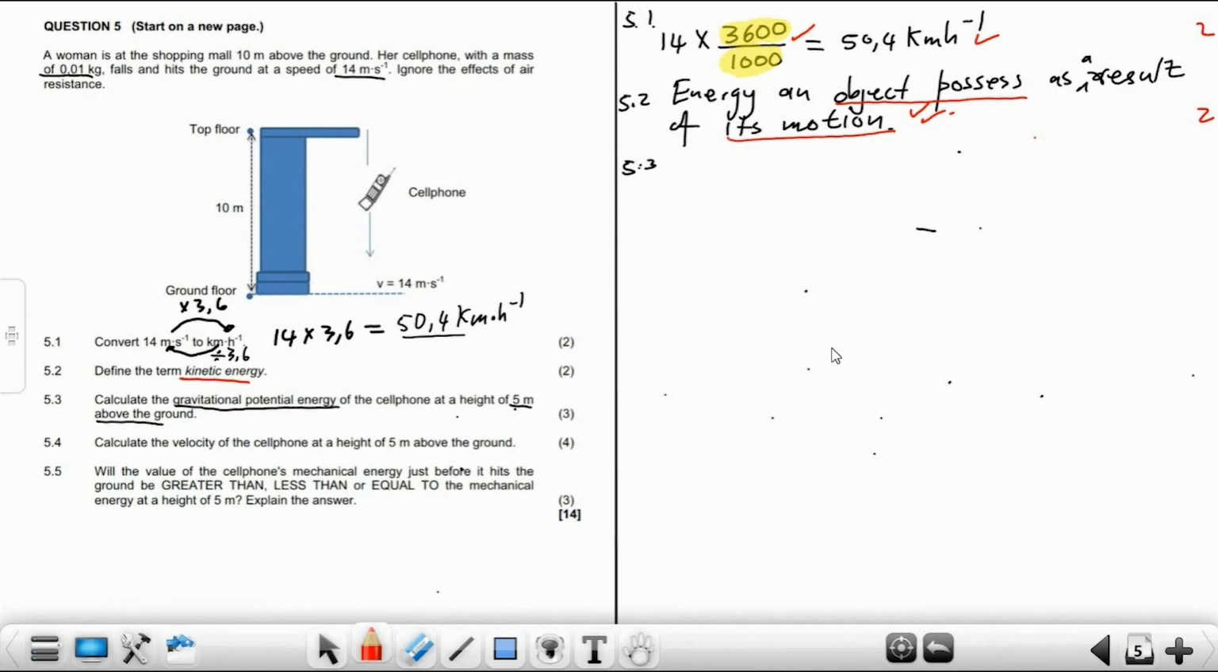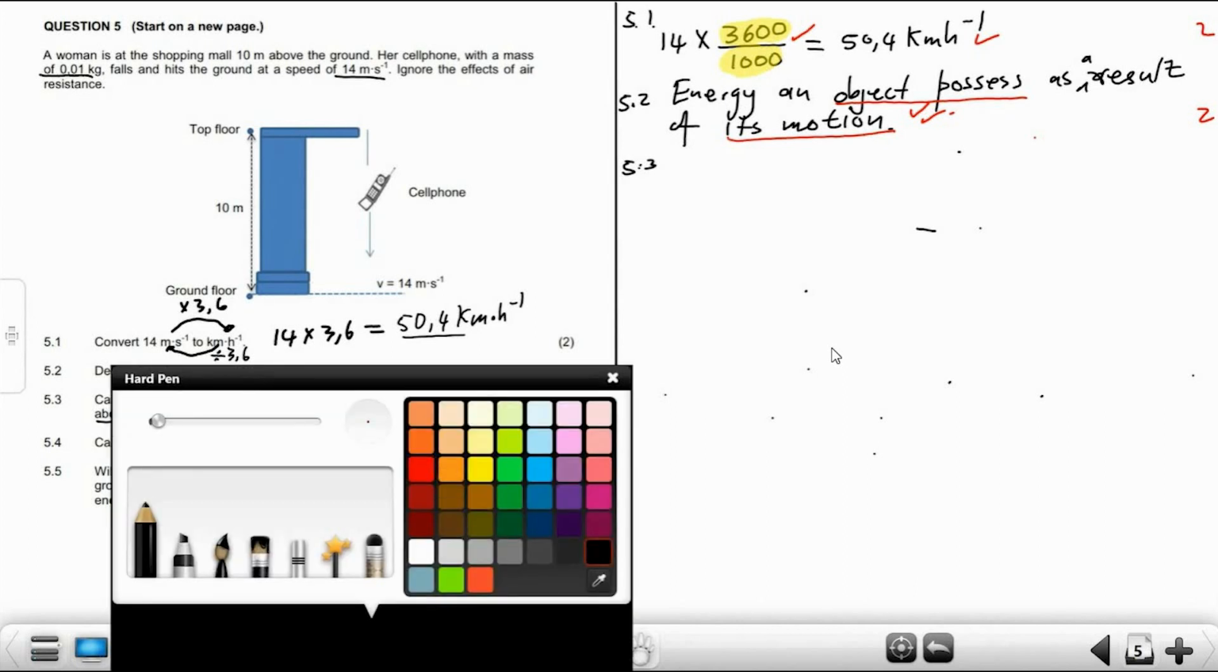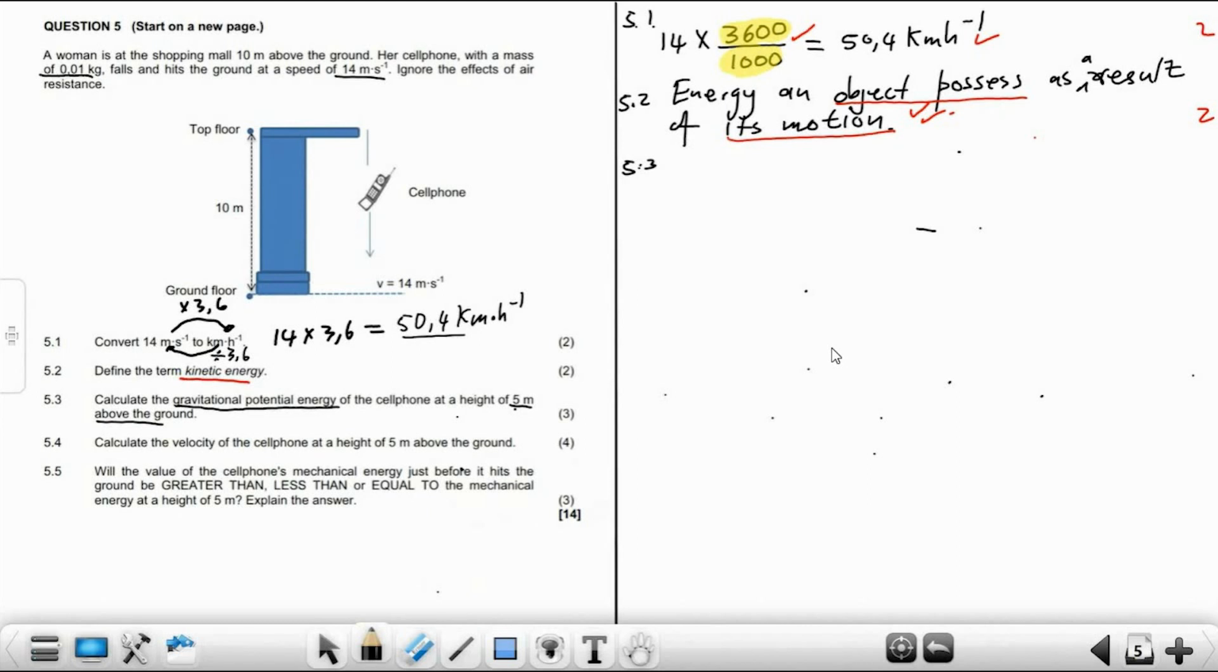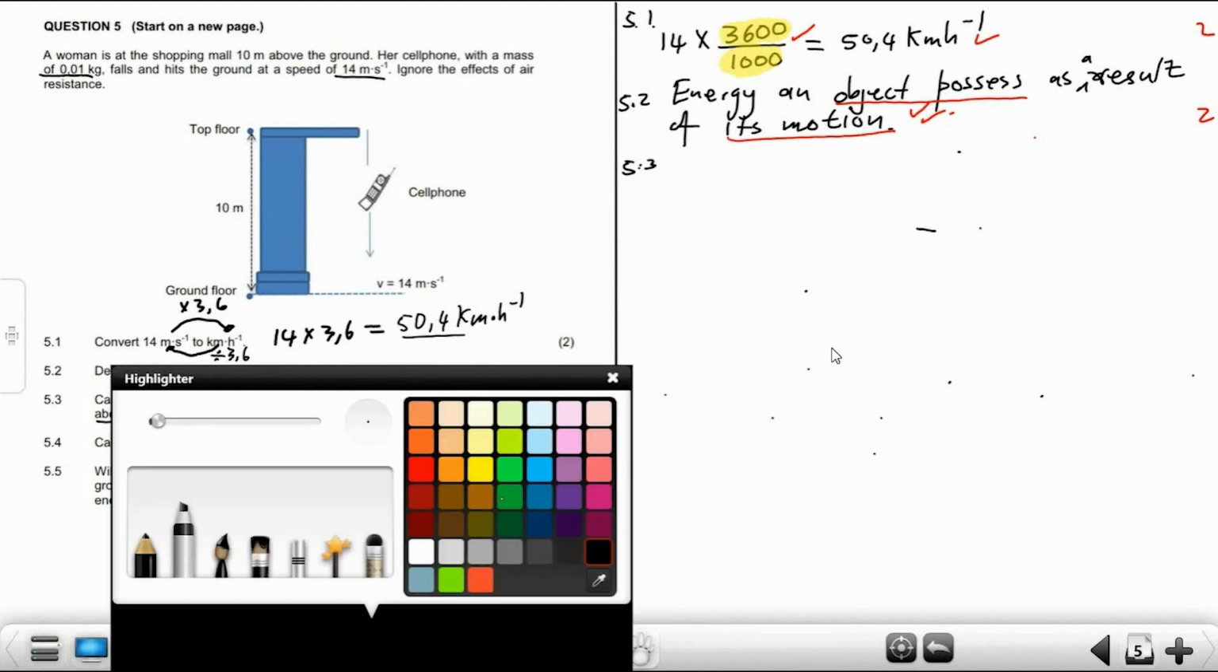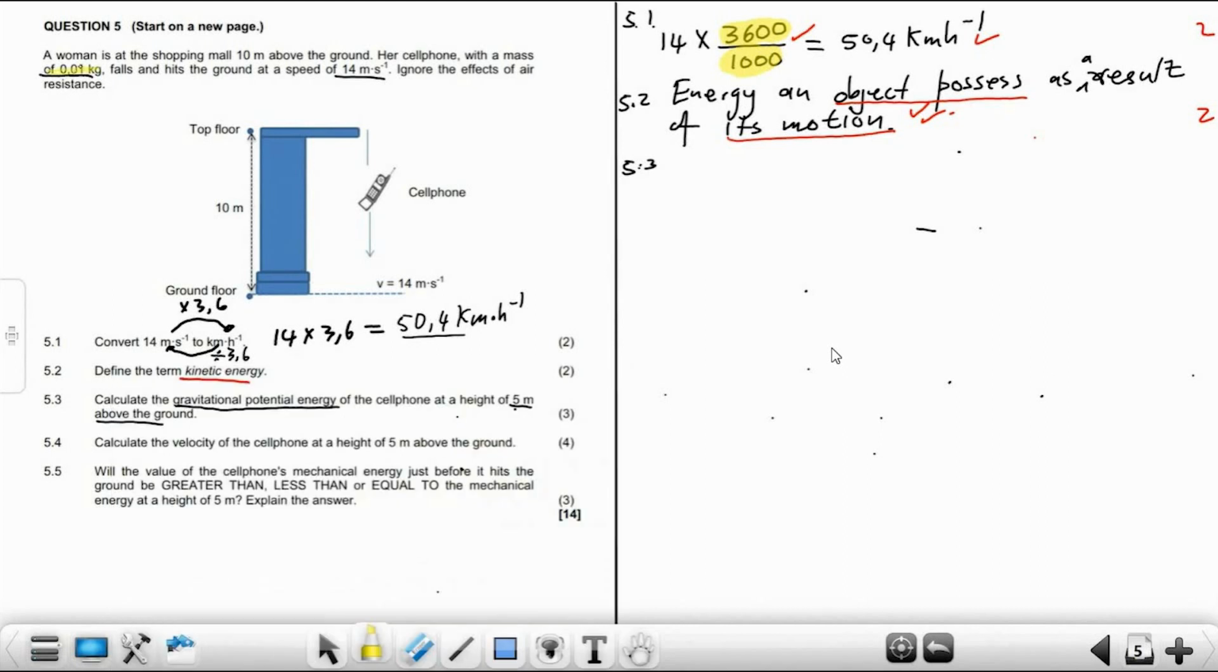Then at 5.3, they say calculate the gravitational potential energy of a cell phone at a height of 5 meters above the ground. So when we check the information given, we are told that the mass of the cell phone is 0.01 kg. We are also told that it is 10 meters above, but the examiner is interested in us finding the energy at 5 meters above the ground.